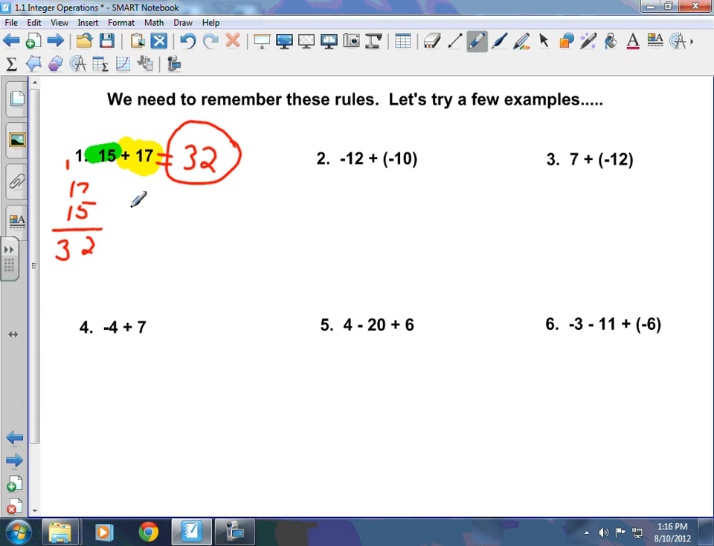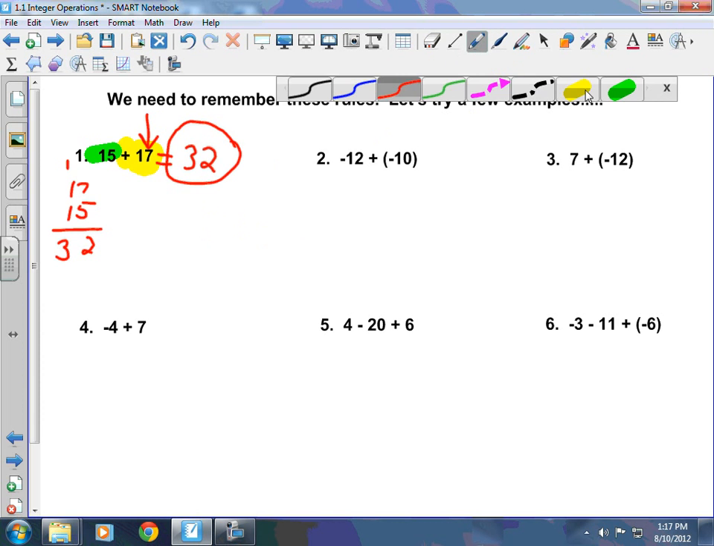Now, the last part of the process is always keep the sign of the larger number. 17 is larger. 17 is positive, so my answer is positive. If your answer is positive, you do not need to put a plus sign in front of it. Let's look at number 2.